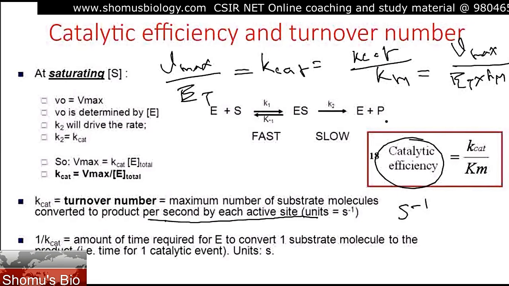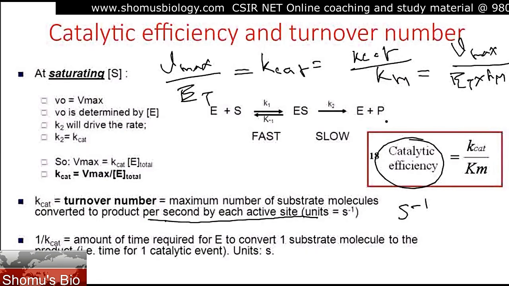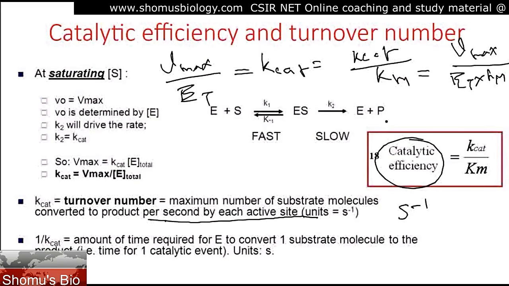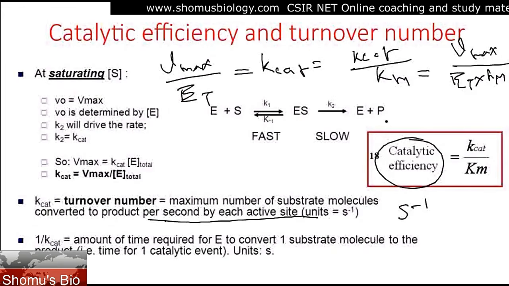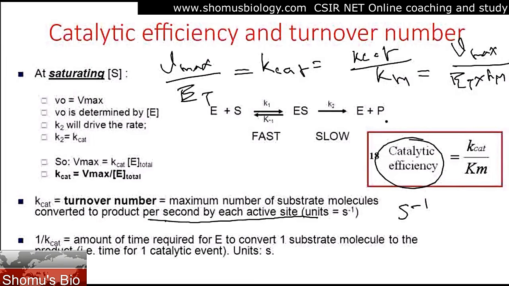And if we reverse the value of kcat, it will give us the amount of time required for the enzyme to convert one substrate molecule to the product. So the reciprocal of the turnover number gives us the time required for the enzyme to convert one substrate into the product. So either you know kcat or 1 by kcat. 1 by kcat gives us the time required to convert. Kcat gives us the total number of substrate molecules converted to the product per second per each active site.